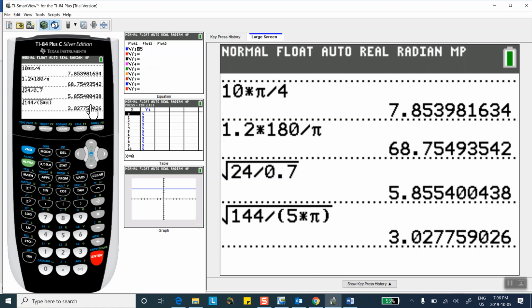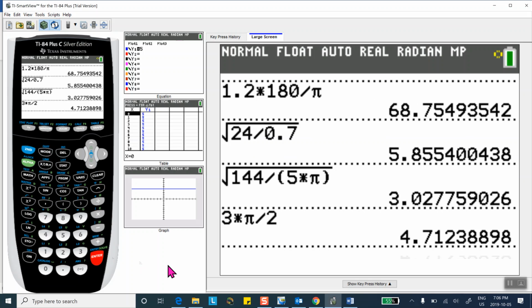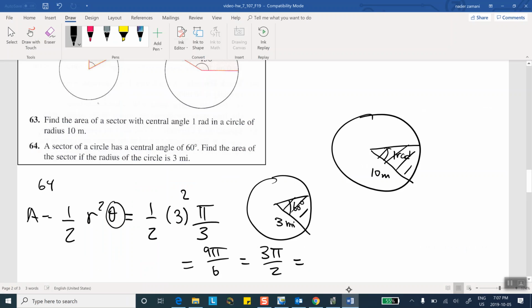And if you want actual numbers, you just put that in your calculator: 3 times pi divided by 2 is 4.712. What's the unit? Square miles. Okay, so we did these.